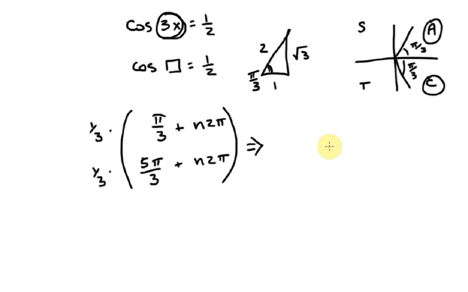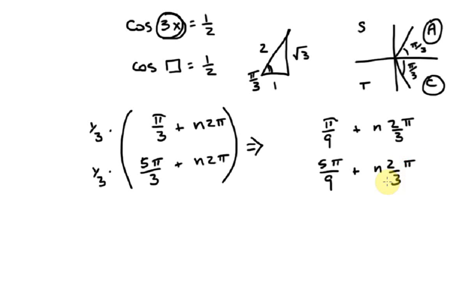So here's what my general solution looks like. It is pi by 9, right? Because I'm multiplying 1/3 times pi over 3 plus, and then 1/3 times n times 2 pi. So it kind of looks like this. Okay, so there we have that. And then the one on the bottom here is going to be 5/9 pi. Okay, so our general solution is going to generate solutions for us.